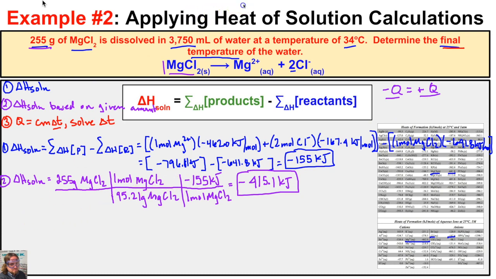So in our final step, what we can do is use Q equals C times M times delta T, and we're going to solve for delta T. If we manipulate this formula, delta T is going to equal Q over C times M. And if we find the change in temperature, what we can then do is add that to the starting temperature and get our final answer.